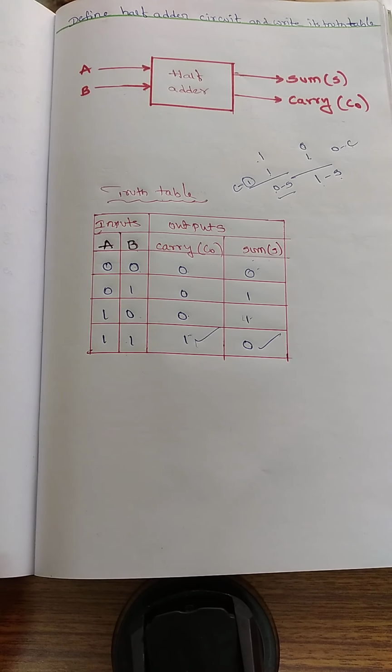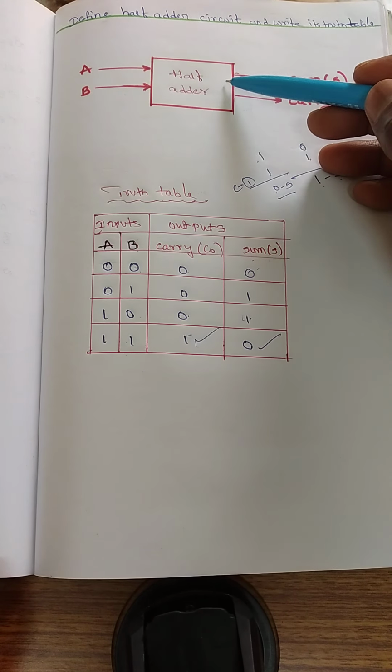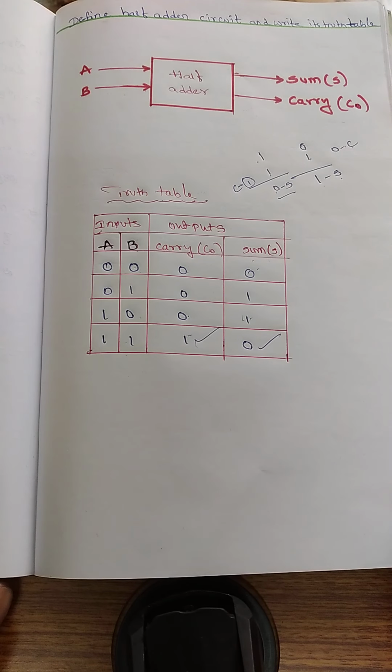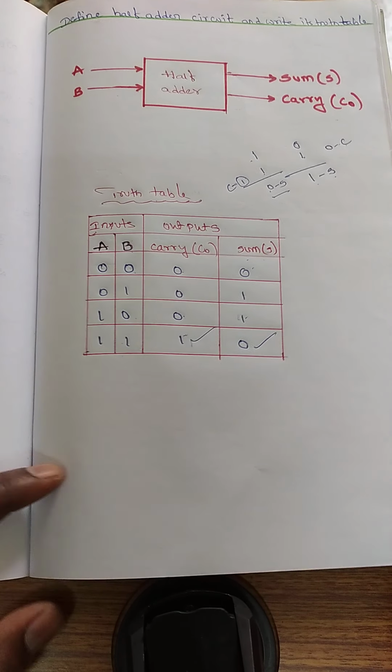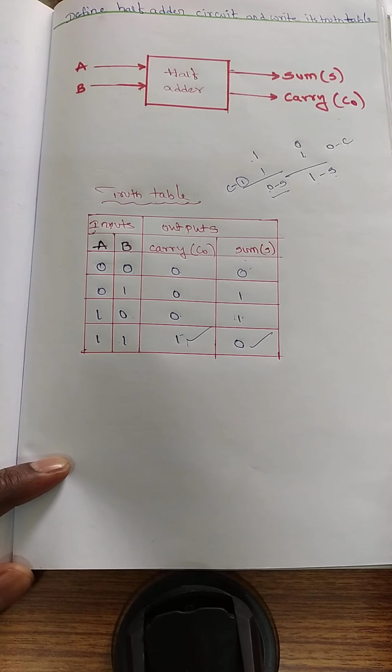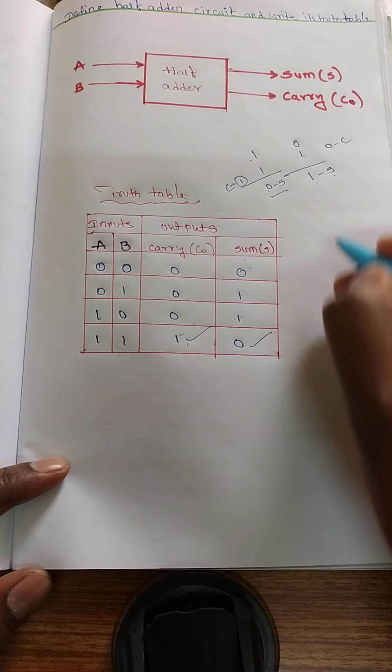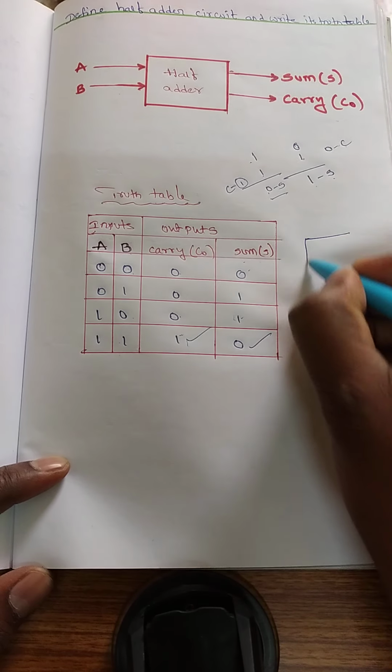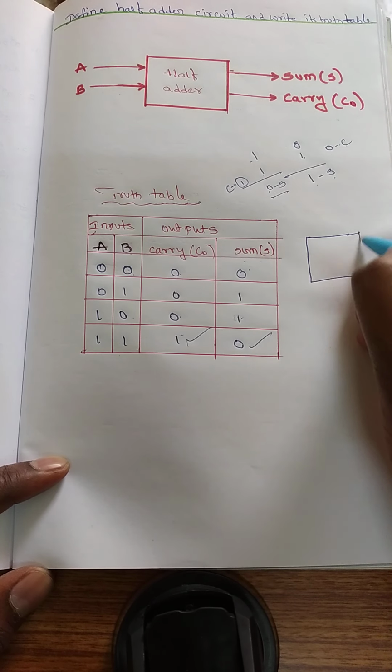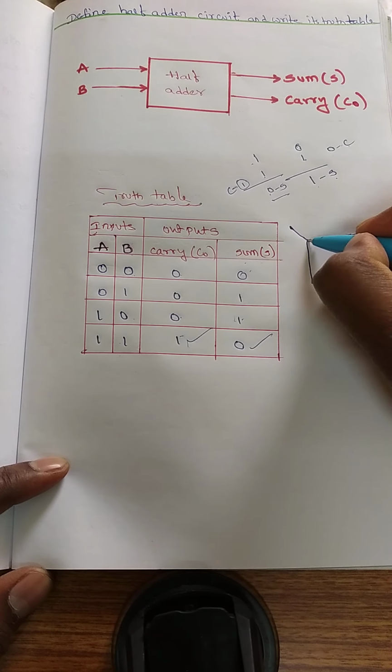After the truth table, we have to write the expression, nothing but draw a circuit. So we'll see how to design the logic circuit. This is the logic symbol, and we will see how to design a logic circuit right now. For that we have to draw a small Karnaugh map, a 2 by 2 Karnaugh map.